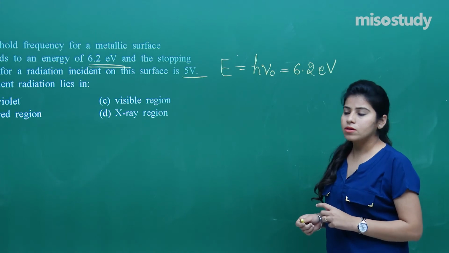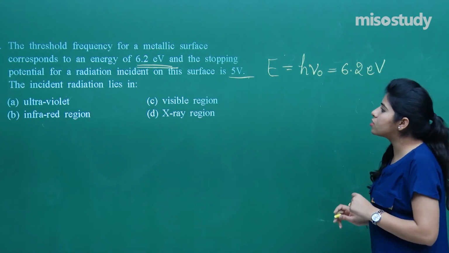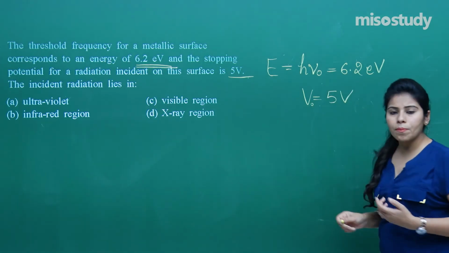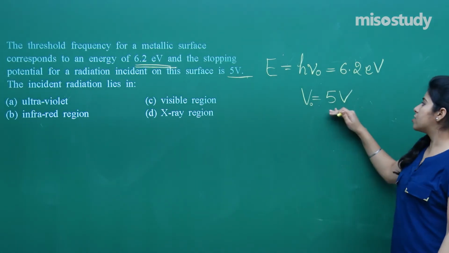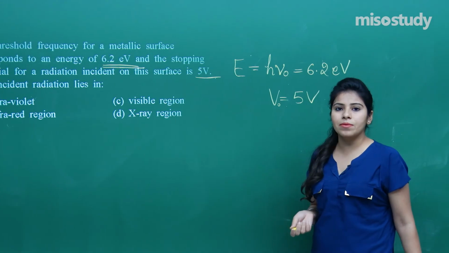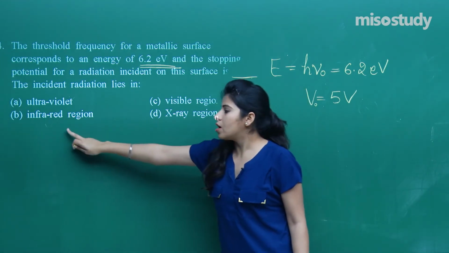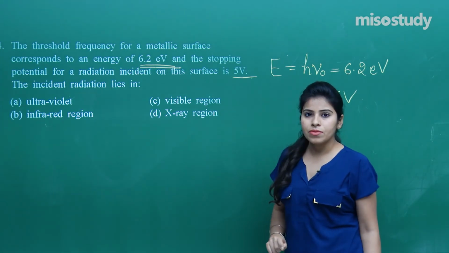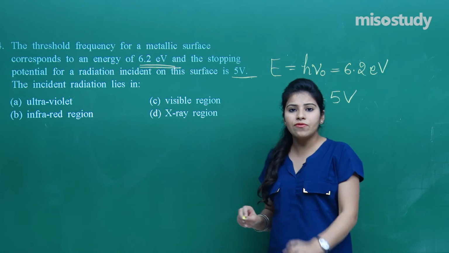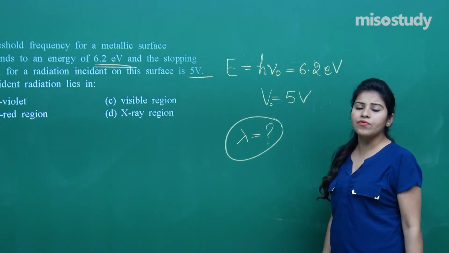Now this must be more clear. And the stopping potential for a radiation incident on this surface is 5 volt. So I can write this stopping potential as 5 volt. Stopping potential is written as V naught. So this is 5 volt. Now we have to find which is the radiation that is coming out, whether it is lying in the ultraviolet region, visible region, infrared region, or the X-ray region. And to find this region, we should know the wavelength. So basically we have to find the wavelength.